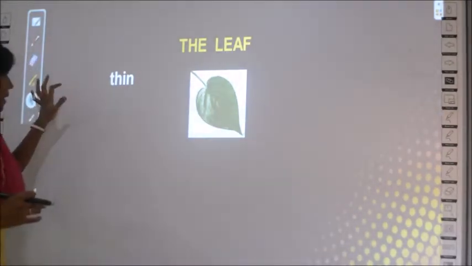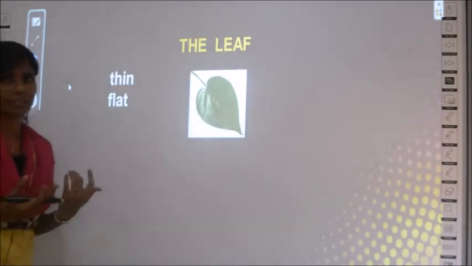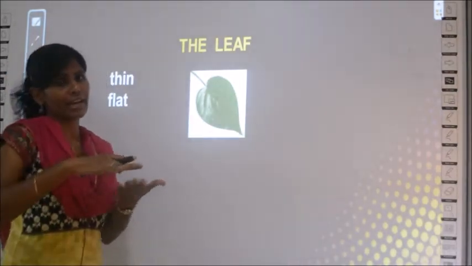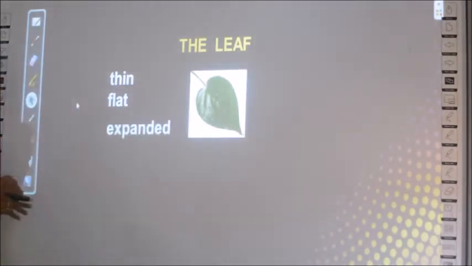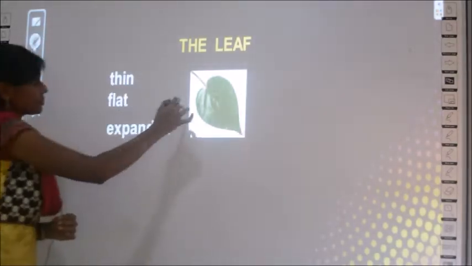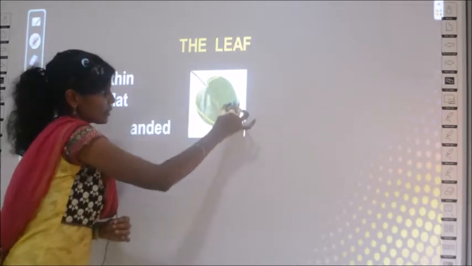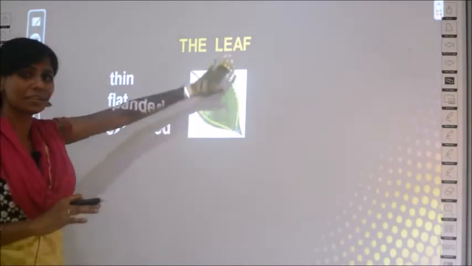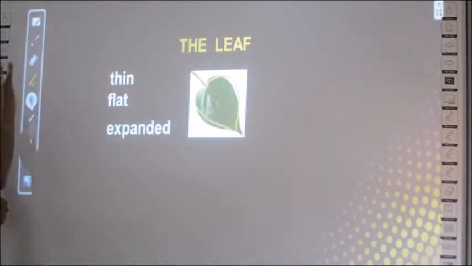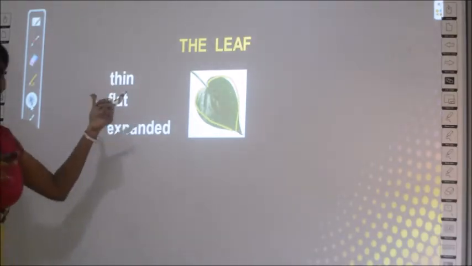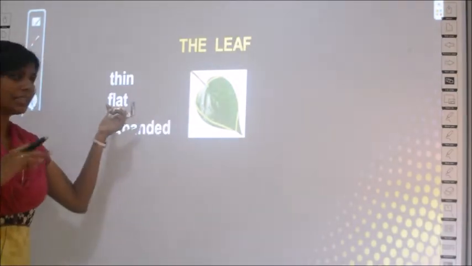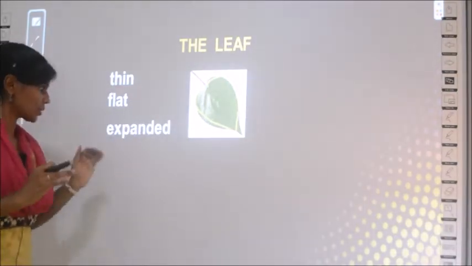What is the second property? They are flat. See, stems are like cylinders, right? Whereas leaf is flat, and then it is expanded. It is very wide, right? It is expanded so much. So this much area it covers, a large area it has. So it is called expanded. Then it is thin, very thin in thickness. It is not thick, right? It is very thin. And then it is flat, it is expanded. These all you have studied.